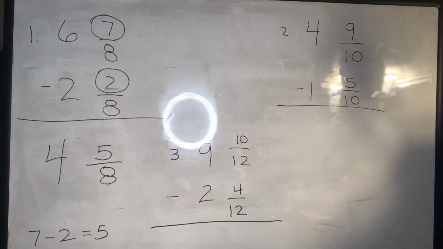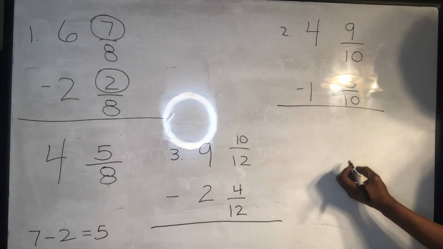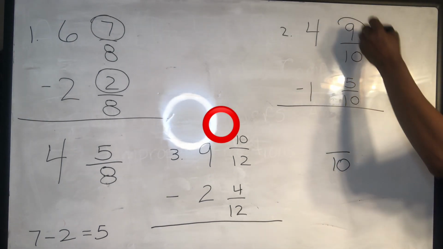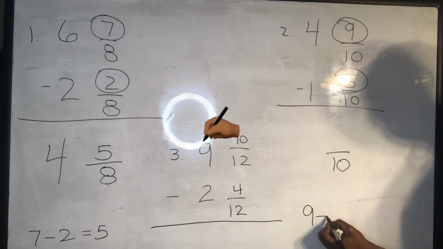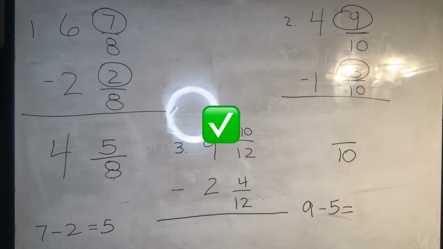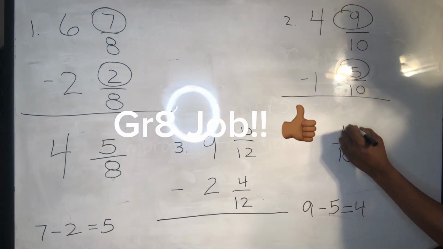All right, moving on to number 2, we have 4 and 9 over 10, take away 1 and 5 over 10. We're going to do the exact same thing, starting with our fraction side. What is our denominator going to be, Jamia? The 10s. All right, 10 is our denominator. And as you know, we circle. My equation is 9 take away 5. What's my answer, Jamia? Equals 4. All right, so our numerator is 4.